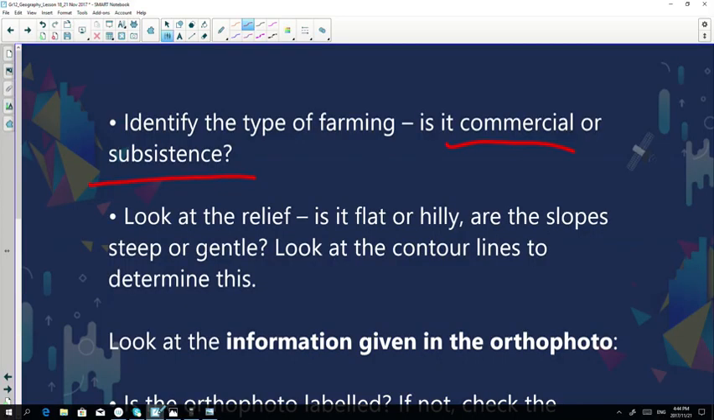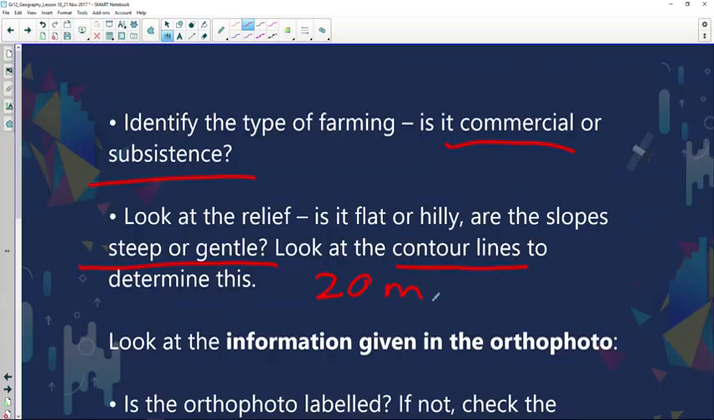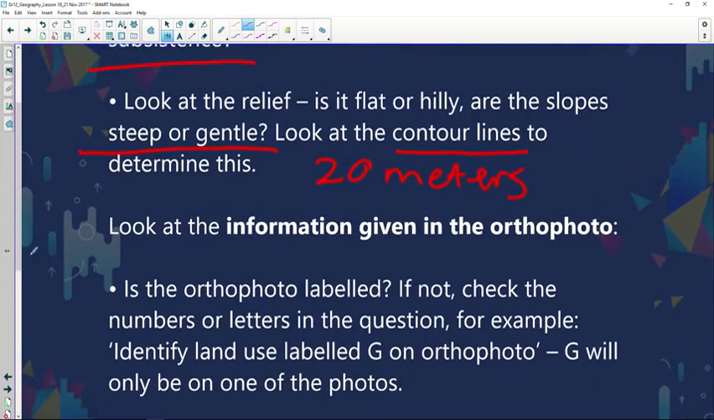Now, very importantly, to be able to look at the relief, how steep or gentle the slopes are, we look at the contour lines. Like I've mentioned, contour lines represent altitude. They are lines joining places with equal altitude, and the contour interval is 20 meters. Now, there's another set of information. If we look at the orthophoto, you will also receive the orthophoto. The scale of the orthophoto is 1 to 10,000.